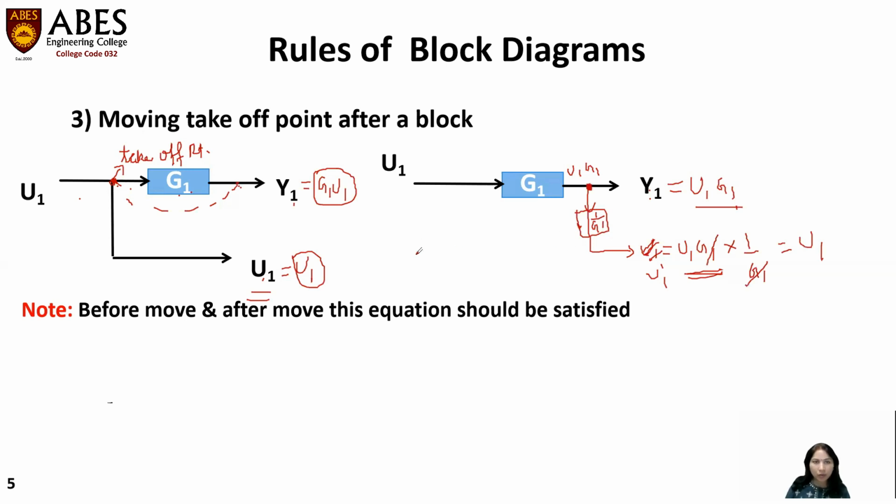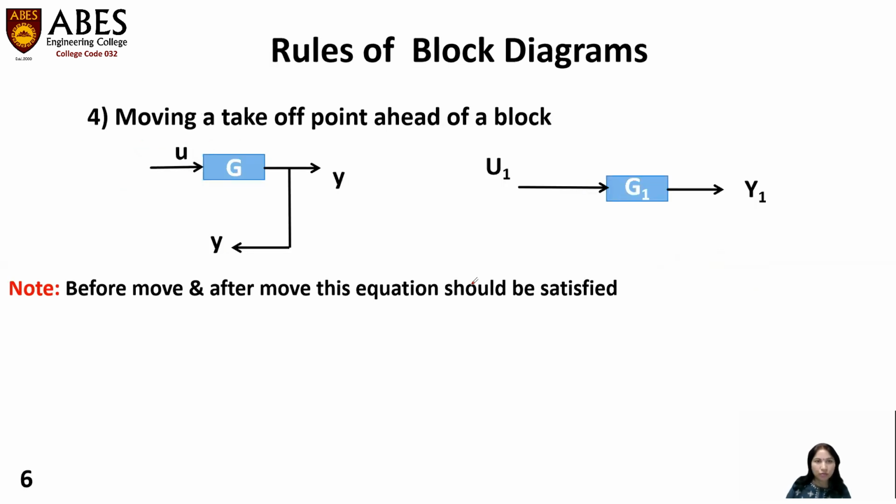So always remember, while moving this takeoff point after the block, we have to make sure that the value of y1 and u1 should not be changed. Basically, the value of these two signals should be the same after moving the takeoff point, right? So this is the rule number 3. Now we'll see the rule number 4.